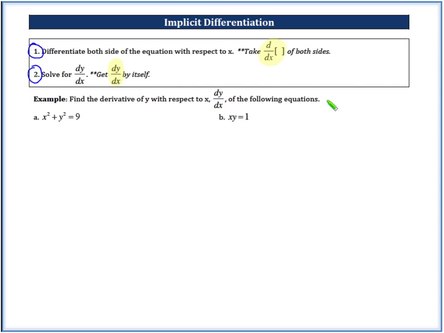Okay? So in our first example, it says find the derivative of y with respect to x, which is this right here, dy over dx, of these equations. So our first one is x squared plus y squared equals 9. And notice this is implicit because x's and y's are on the same side. So we're just going to find d over dx of both sides.